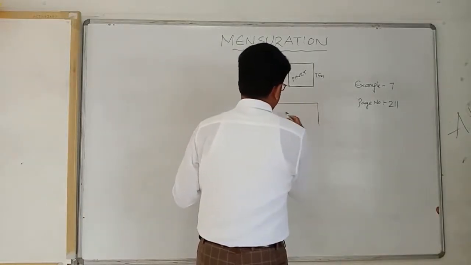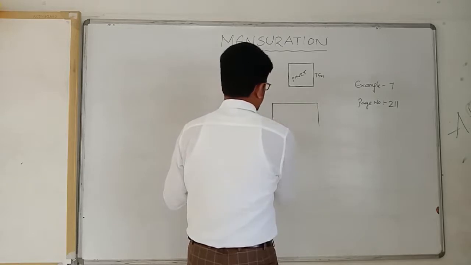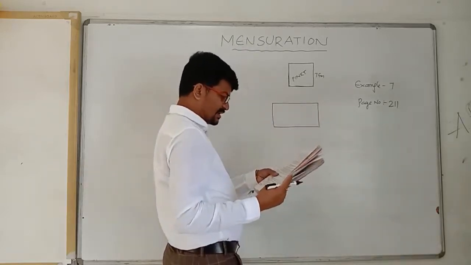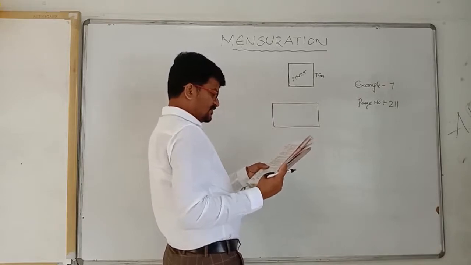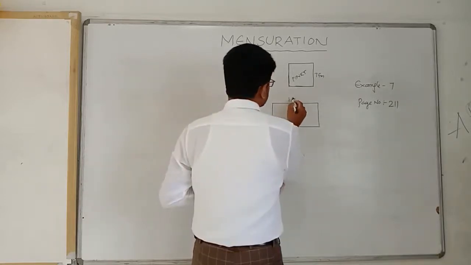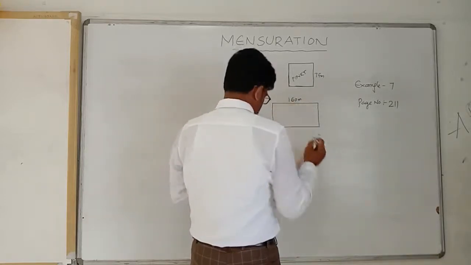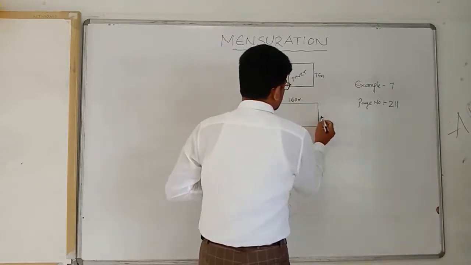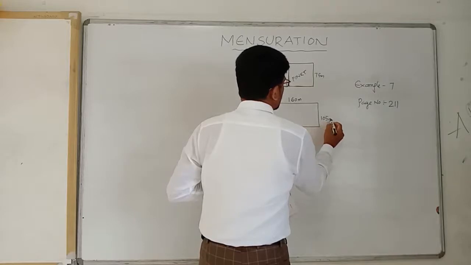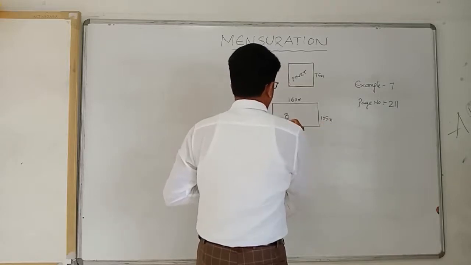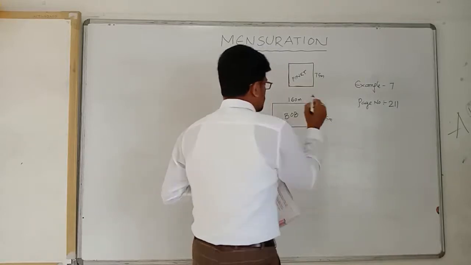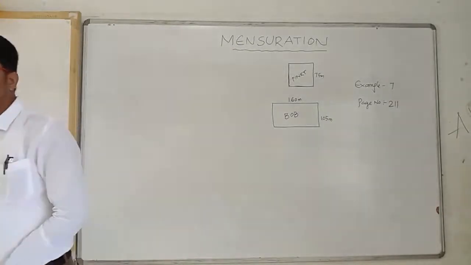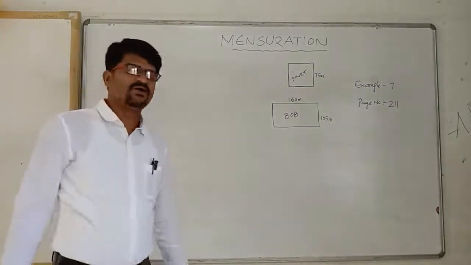And another one, the boy Bob, runs around a rectangular park. What are the measurements of this rectangular park? With the length 160 meters and breadth 105 meters. This is Mr. Bob. Then who traveled more distance and by how much?